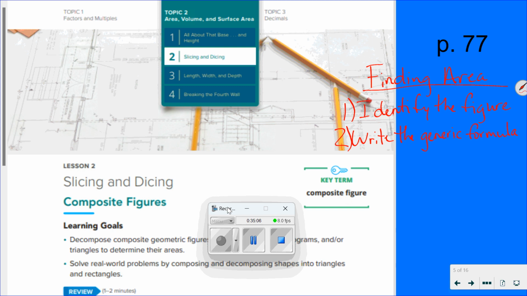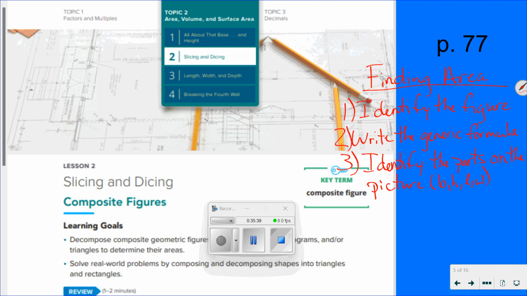Okay, step 3, and this is a critical one. Identify the parts on the picture. And by parts, I'm talking base, height, length, width. Whatever it is your formula needs, you need to identify it. Write it right on the picture.